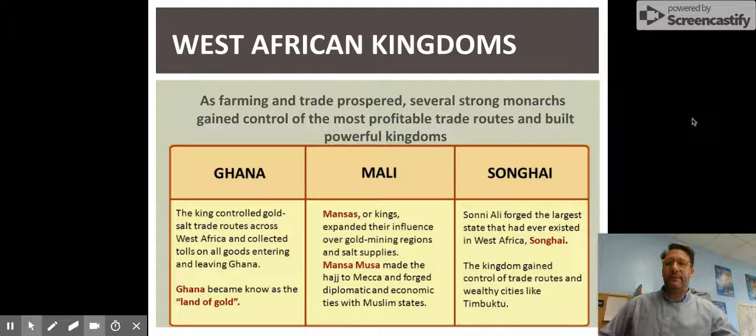You can see on this table some of the key components about these West African kingdoms, Ghana, Mali, and Songhai.